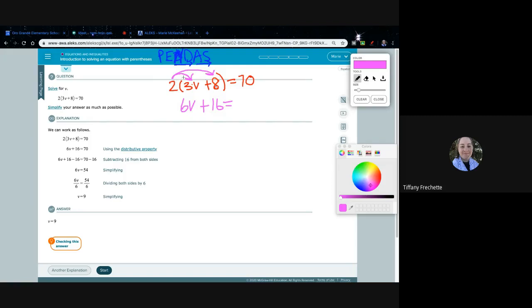So the 2 is the reason the parentheses were there. Now we don't have to put the parentheses back, we've already dealt with it. But we do need to bring down equals 70.